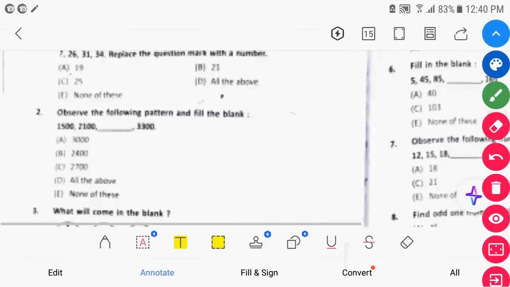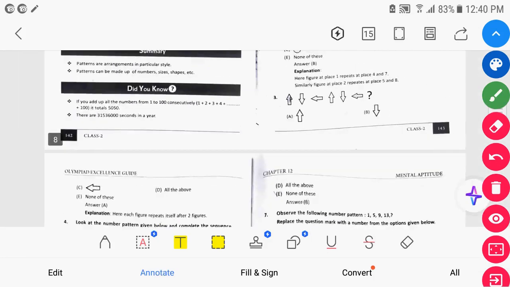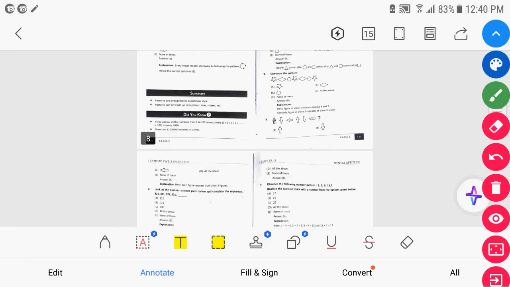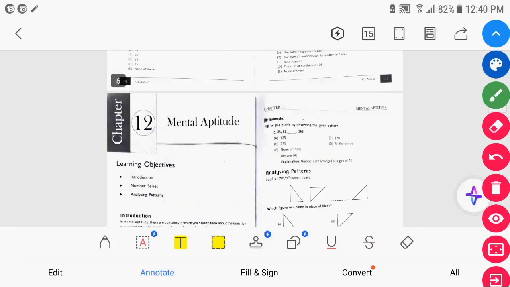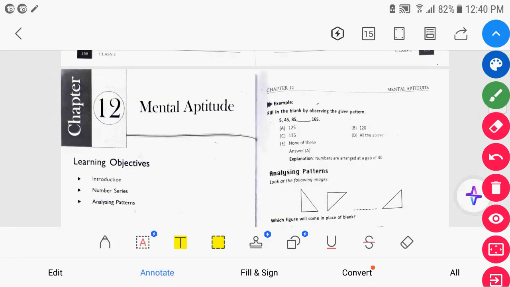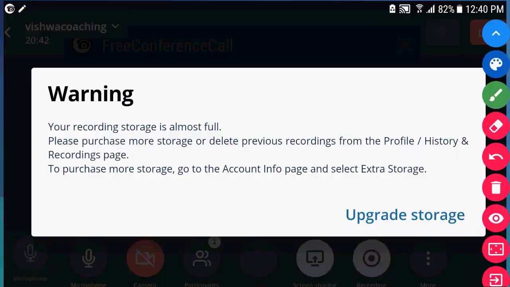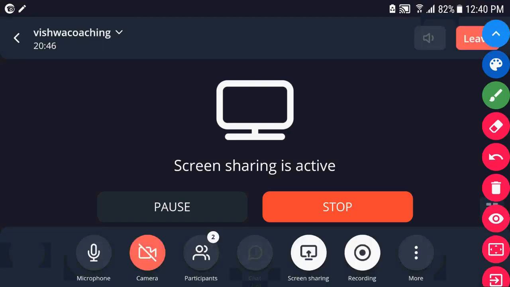Okay, so this is all for the mental aptitude, where you have to use your logical thinking. Here some number series patterns or analysis based questions are given, which you have to analyze and solve. So here almost every topic we had covered in the Maths Olympiad session.